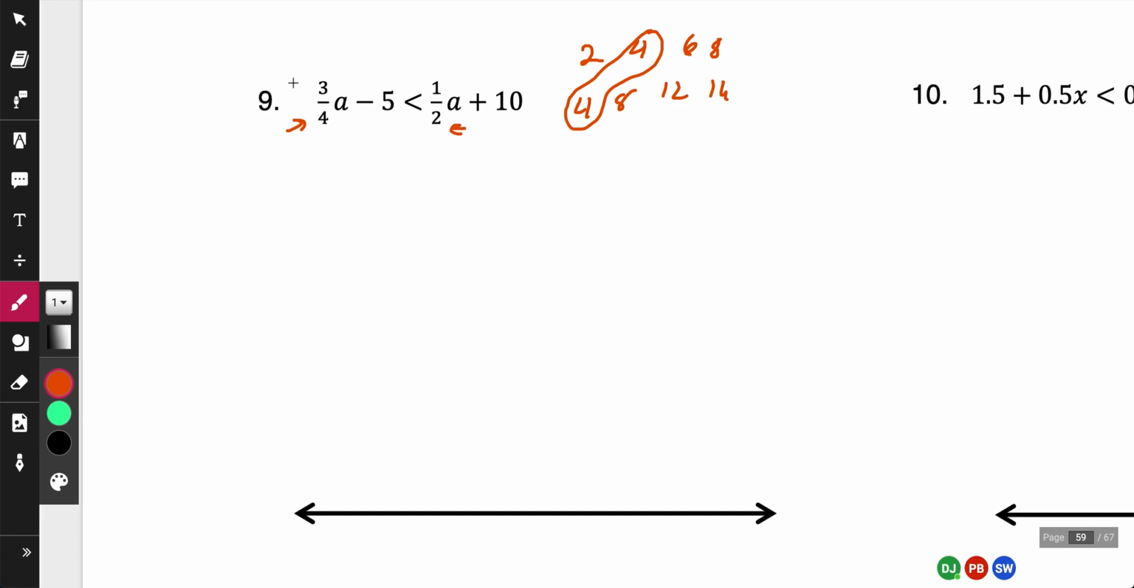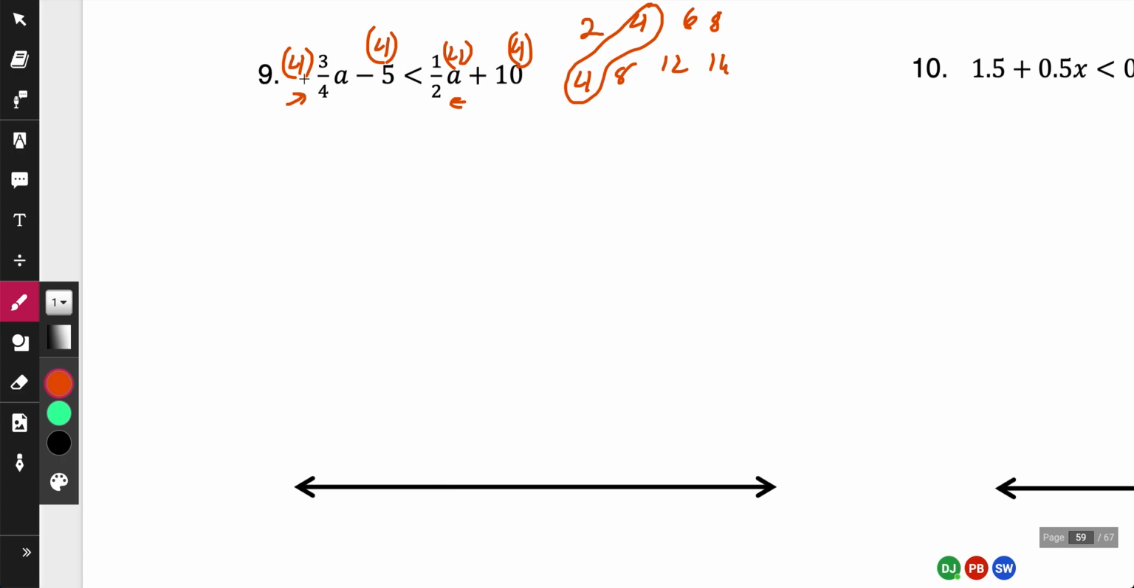So we are going to multiply each and every term by 4. Everything. So even the whole numbers. So I look at these 4s, 3/4 of 4. Well, I notice that I can cross-reduce these and just be left with 3a minus 4 times 5 is 20 is less than 1/2 of 4 is 2. So this would be 2a plus 40.